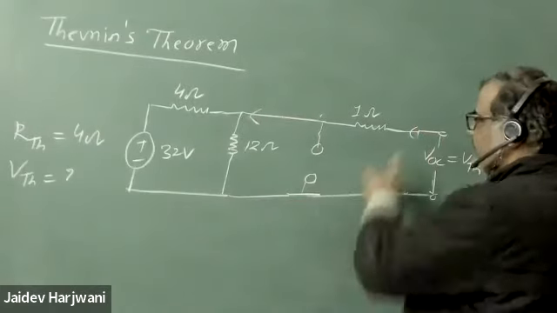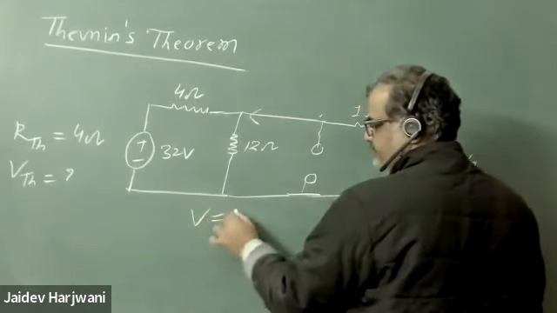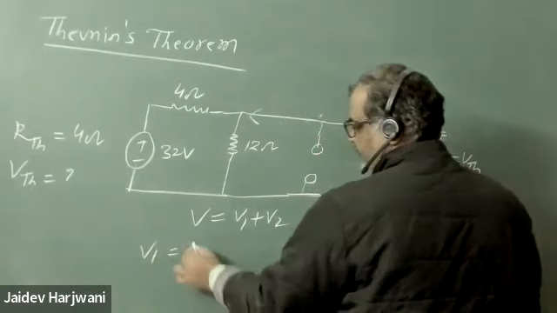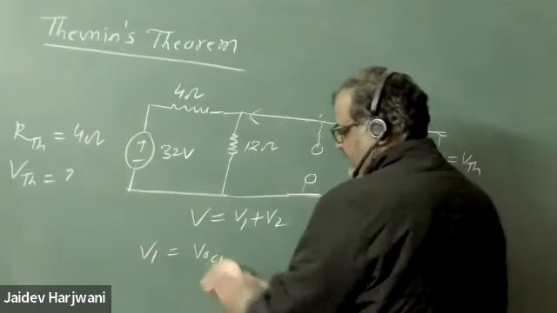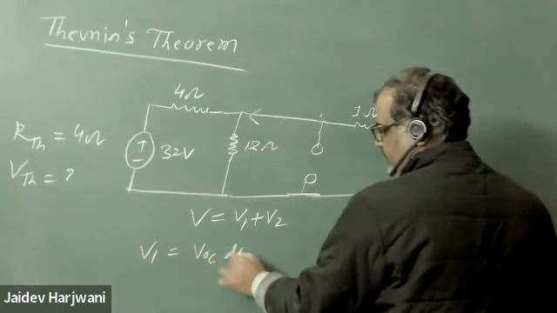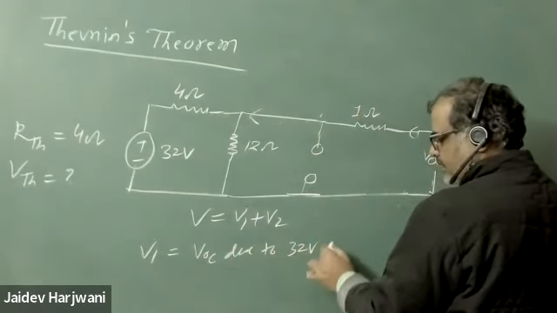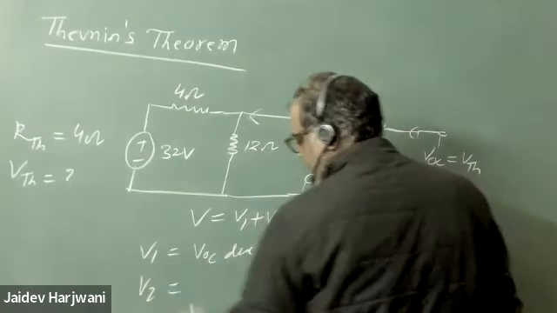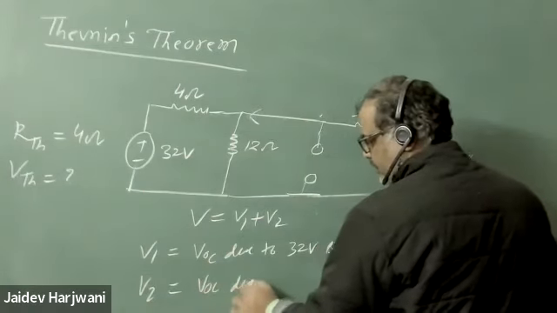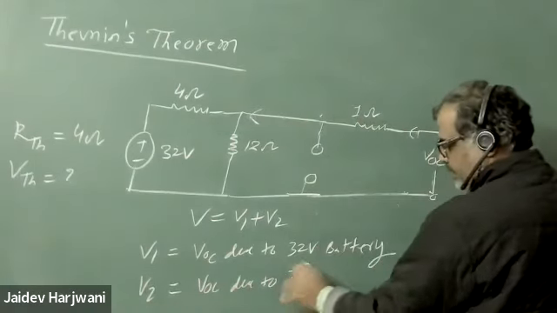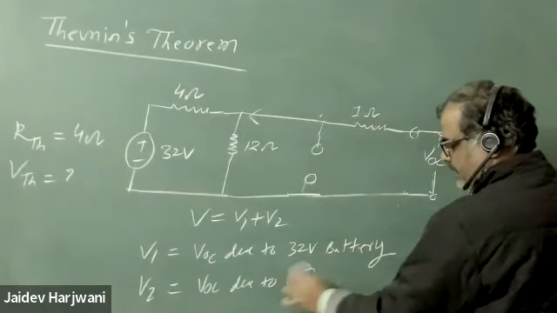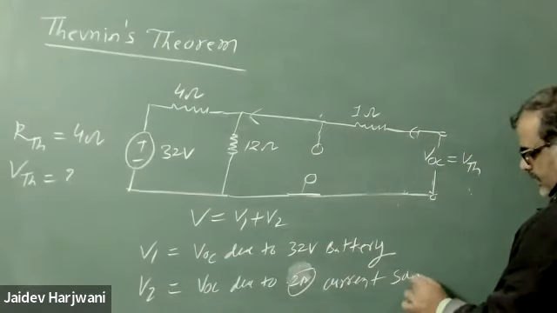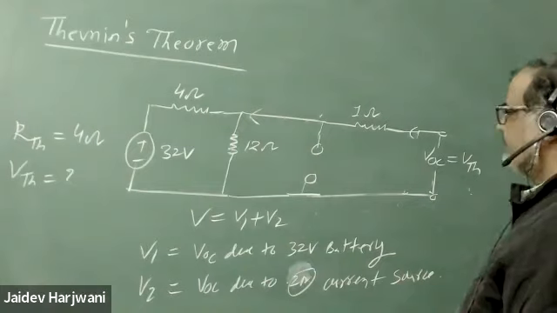Now, my V will be V1 plus V2. V1 will be the open circuit voltage VOC1 due to the 32 volt battery, and V2 will be VOC due to the 2 ampere current source. So let us calculate V1 first.